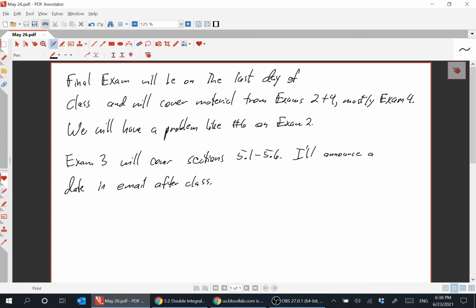So there's obviously less material there than what we did on the first couple exams. So we should get through that pretty quickly, giving us enough time to cover chapter 6. Okay, so last time we left off on number 90, so the next problem in section 5.2 is 94.